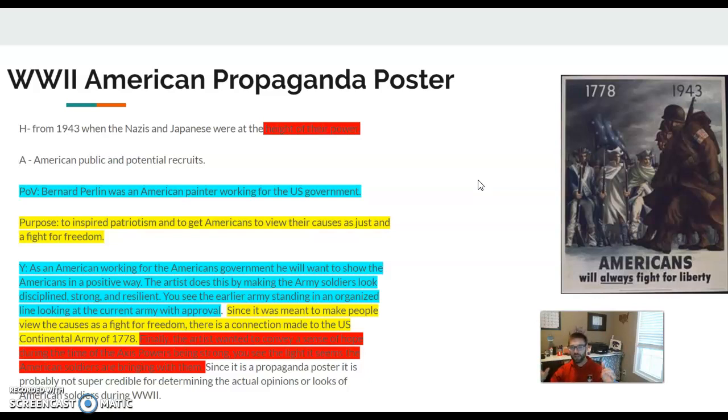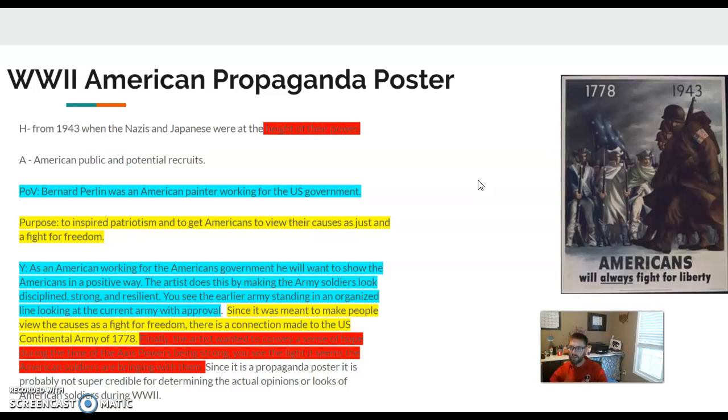So as I start looking at the Y, again, I color-coded here. Remember, you don't need to have your Y be this long. It could be just one of these different colors. I'm just giving you examples here. So I said, okay, because he's an American, because it's for the U.S. government, he's going to try and make the Americans look positive. That's great to start. Please don't stop there. A lot of you are stopping there. Then give me examples from the document of how he makes them look positive.